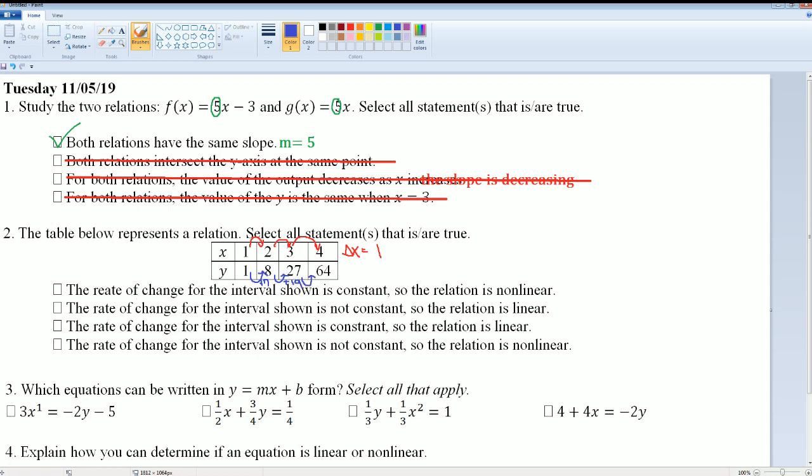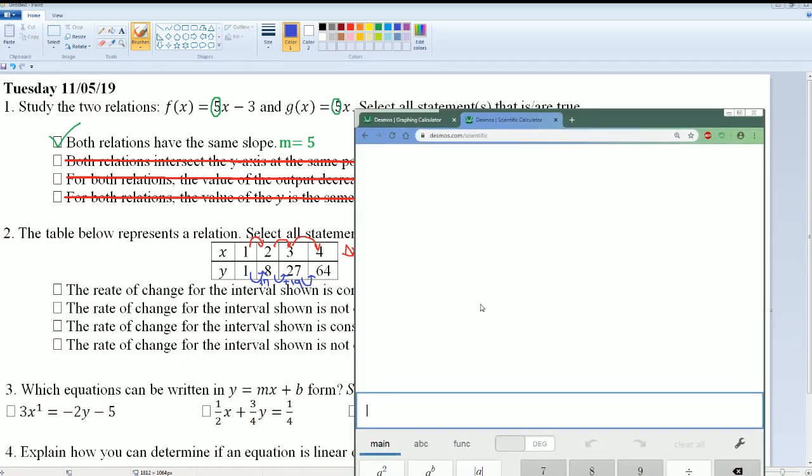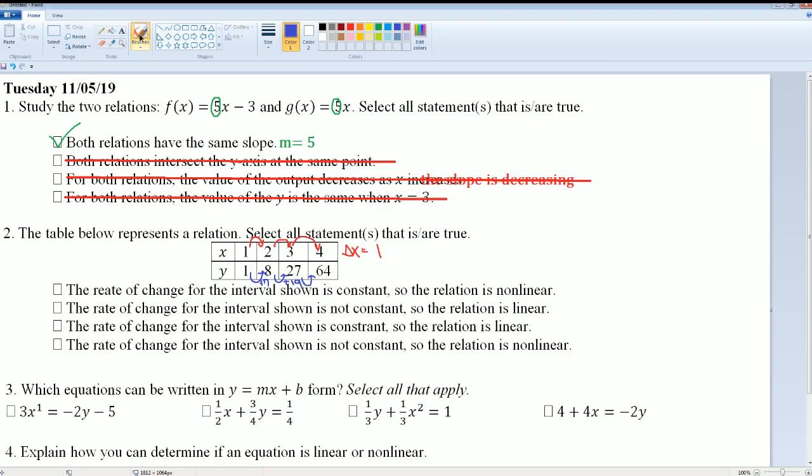Oh man, I might even need a calculator for this one. Hold on, let's go to the Desmos calculator. 64 minus 27 is 37. That is very interesting. Delta y is not constant. There is no constant delta y.